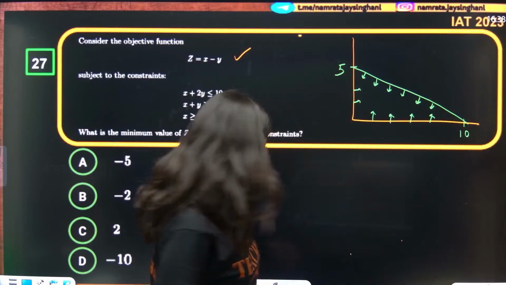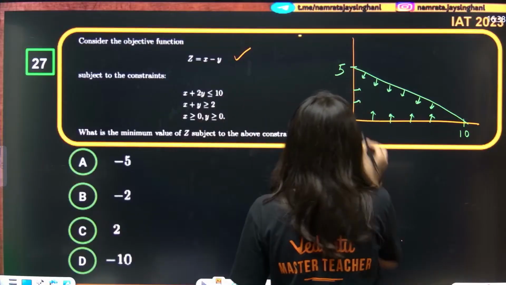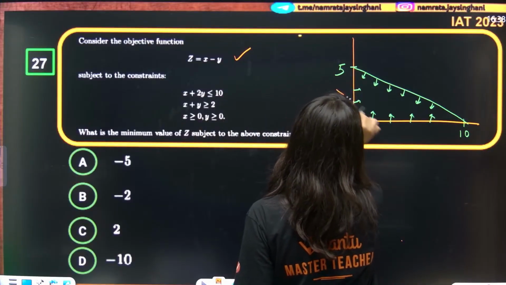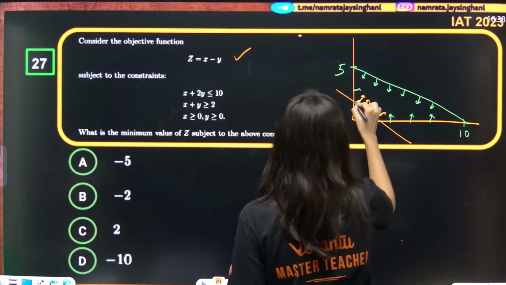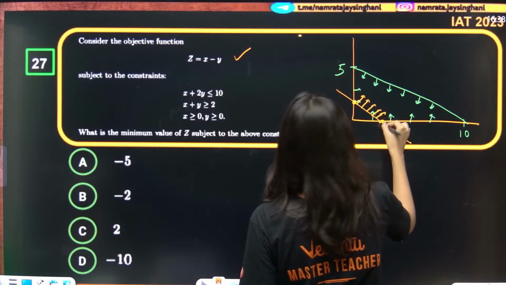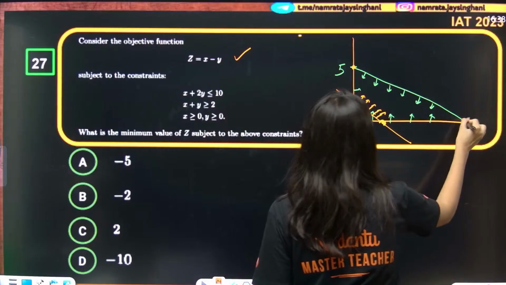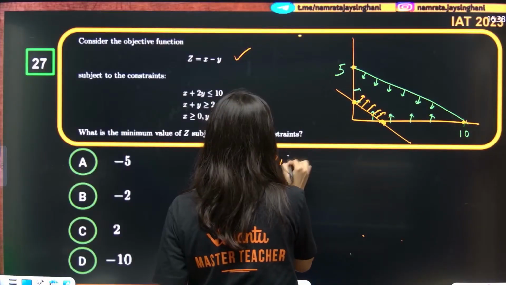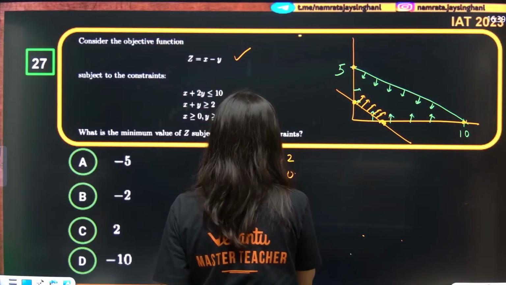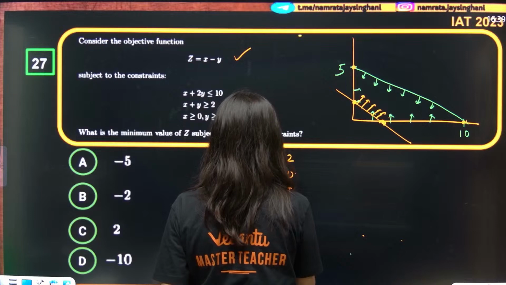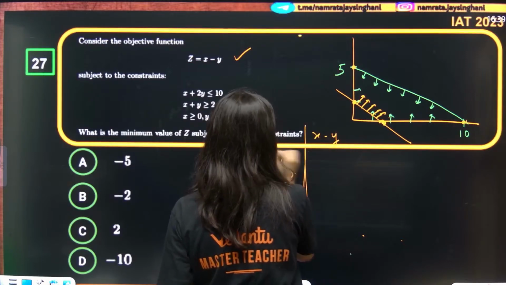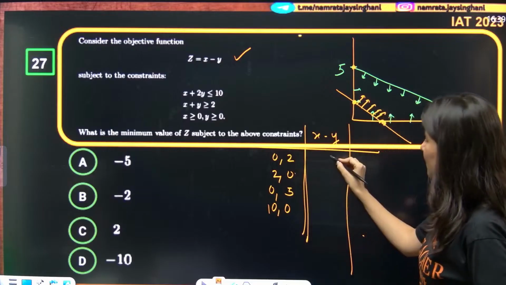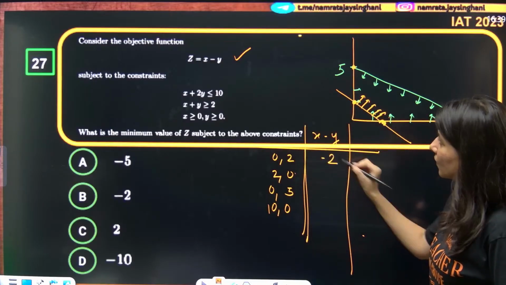x plus y greater than or equal to 2. So it will look like this, and greater will look like this. Okay, so this is the point, this is the point, 4 points are there. What are those points? 0, 2, 2, 0, 0, 5 and 10, 0. x minus y is that function. So x minus y is minus 2.